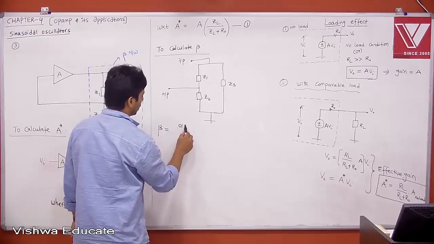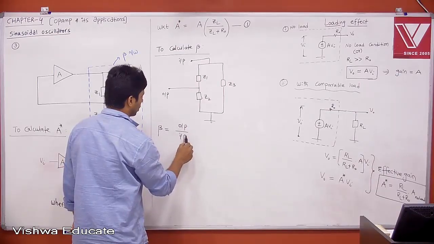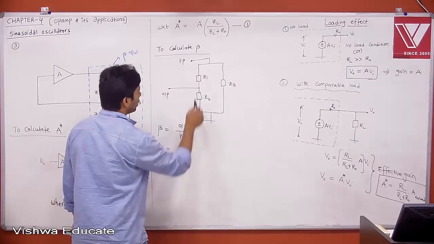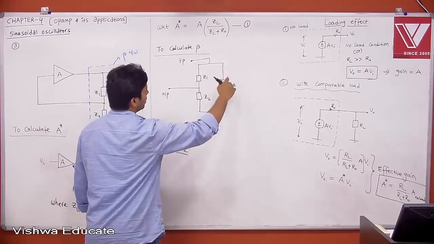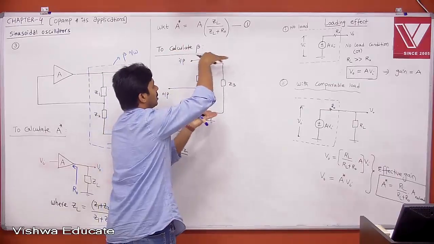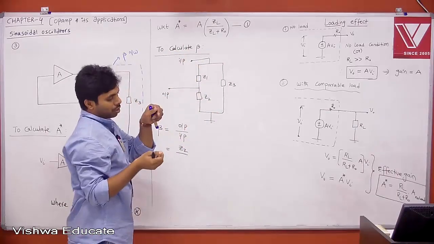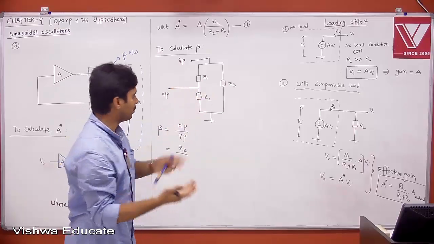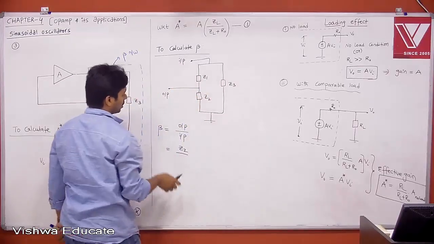Therefore, what is output by input? Here, it is simply Z2 divided by Z1 plus Z2. Even though it is in parallel, that doesn't matter, because it is in parallel to your input voltage. I already told you, a voltage source in parallel to a resistor is a voltage source only. Therefore, there is no need to consider it to find beta.